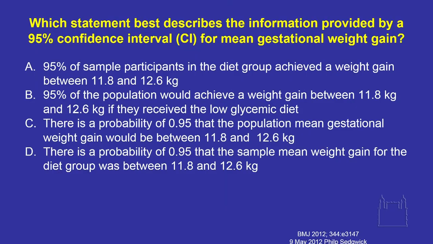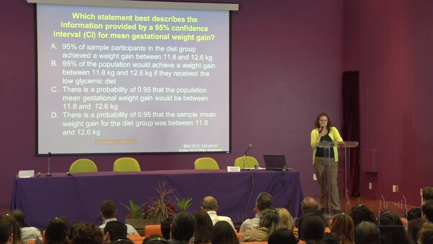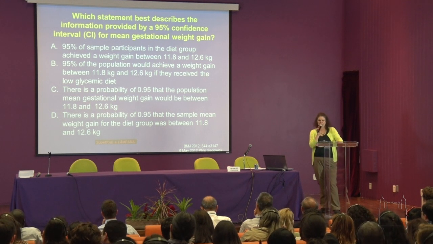Is it, and don't vote yet, we'll vote at the end, 95% of sample participants in the diet group achieved a weight gain between 11.8 and 12.6 kilograms. Is that what that confidence interval tells us? Actually, I take it back. We're going to do it one at a time. Yes or no? Vote, raise your hand if you think yes for A.